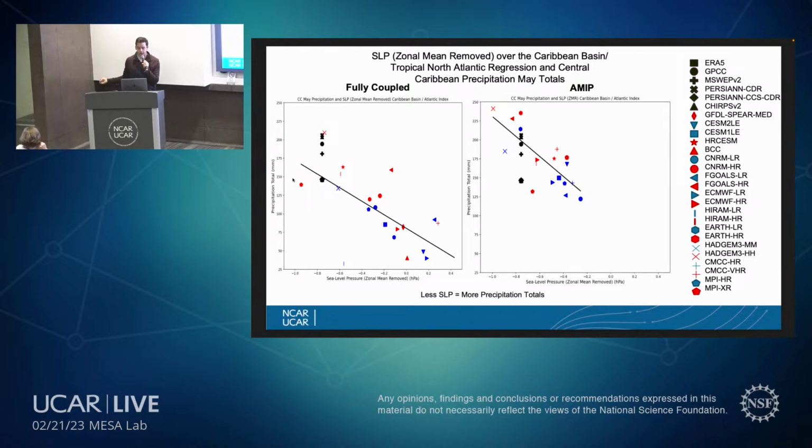You do see this very clear relationship where models that have less precipitation than what the observations are showing also have higher pressure over that spatial domain. And in the AMIP versions, although the range is much smaller, we still see this intermodal difference, and to an extent, a difference between the reds and blues, or the low and the high resolutions.